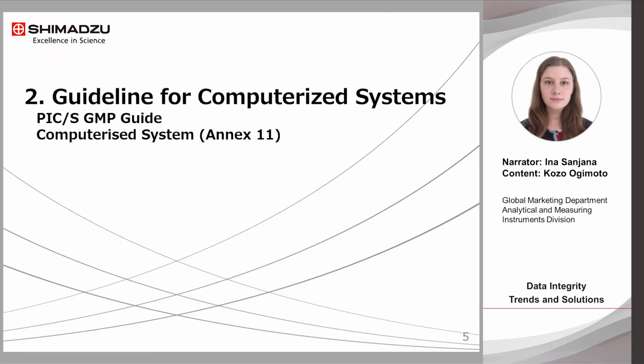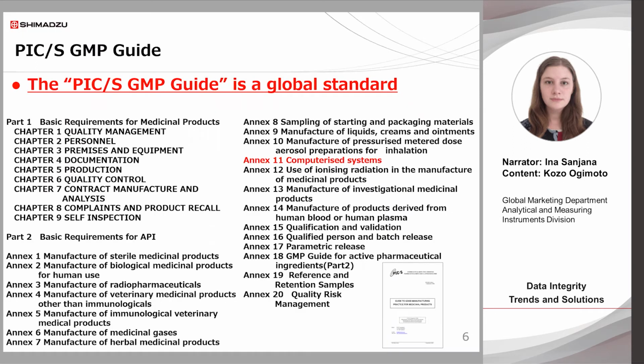Next, we will look at guidelines for computerized systems, that is, analytical instruments, in relation to Annex 11 of the PICS GMP guidelines. As we have just discussed, pharmaceutical companies should comply with the GMP regulations of each country. But the PICS GMP guidelines are also important because in a sense they constitute a global standard. Authorities from 49 countries around the world have joined the PICS, including the US FDA, European authorities, and Japanese authorities. GMP inspections are therefore being improved technically and becoming more prevalent internationally.